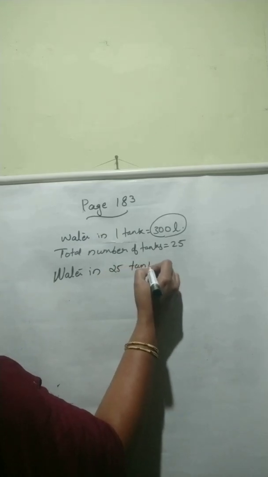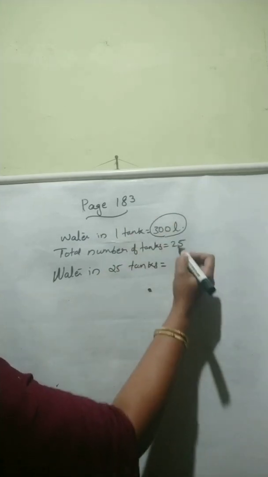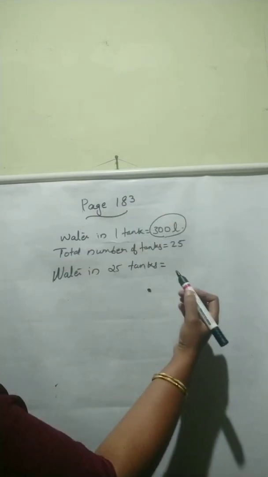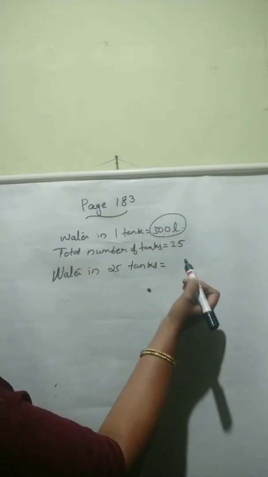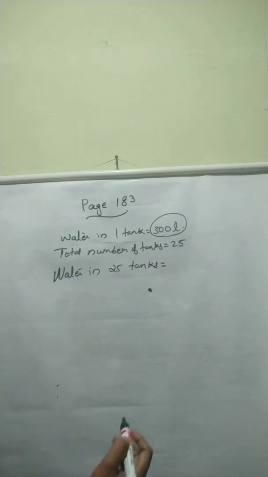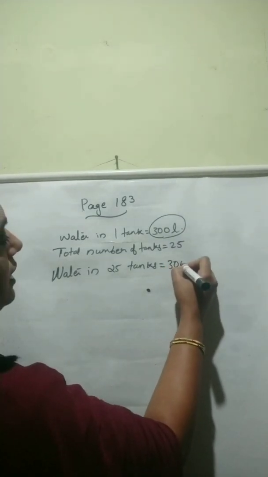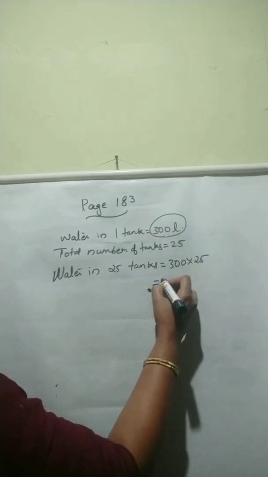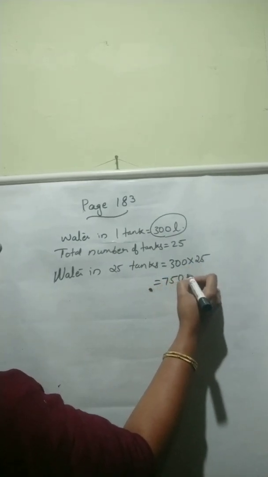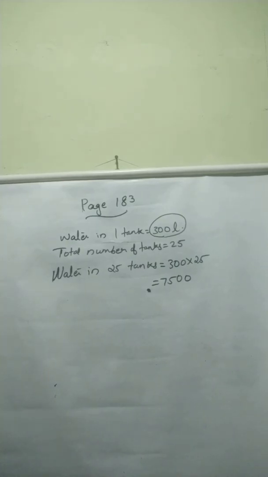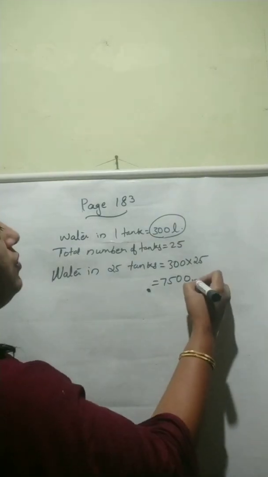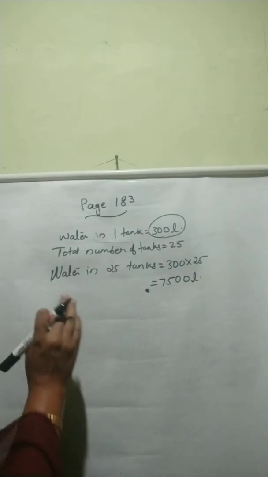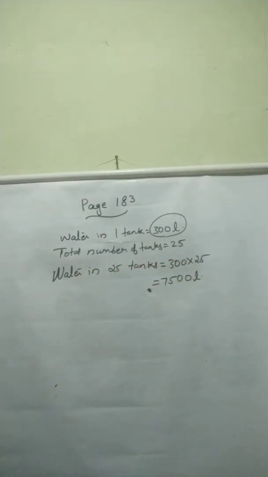25 tanks. How many? That means for the first tank 300, next tank 300, again 300, and how many times? 25 times. So we can write 300 times 25. 25 times 3 is equal to 75. So we keep 2 more zeros. So now we can say 7,500 liters of water is the total water in these 25 tanks.